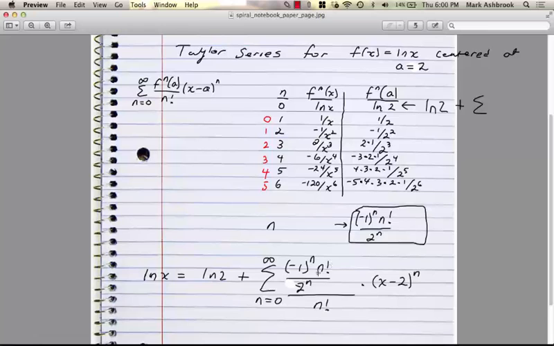So we can simplify this. Look, n factorial and n factorial go away. So we get negative 1 to the n, x minus 2 to the n over 2 to the n. And then we have to add ln of 2. So before I do the graphs, I'm going to make sure that we got the algebra. Makes sense what I did? Do you follow what I did? Anybody have a question? Chat, please.